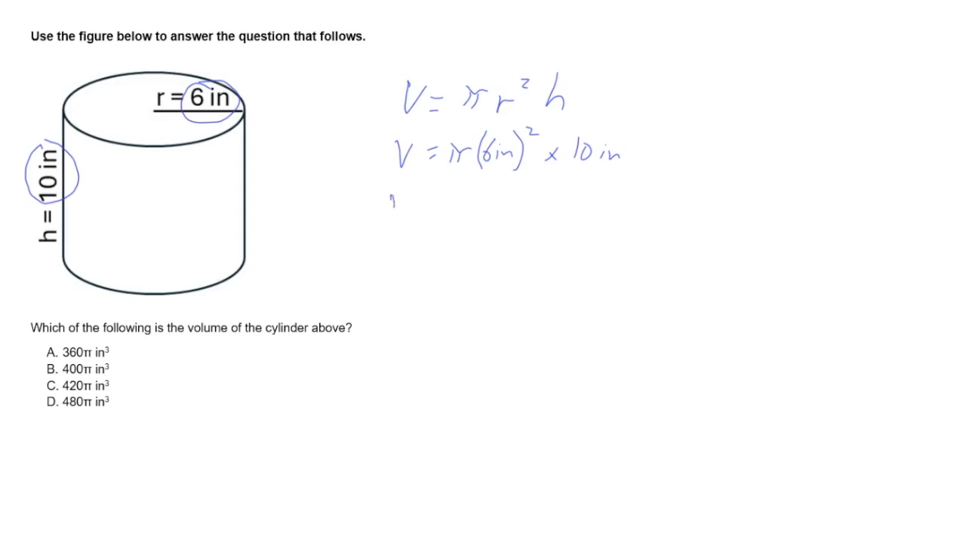Perfect, so let's work through the math. Volume equals pi. Now 6 times 6 is 36 inches squared times 10 inches. Our volume equals 36 times 10 is 360 times pi inches cubed, because we had a square here and then this is like inches to the first power, so now we're in cubed. So our answer is A, 360 pi inches cubed. Great job.